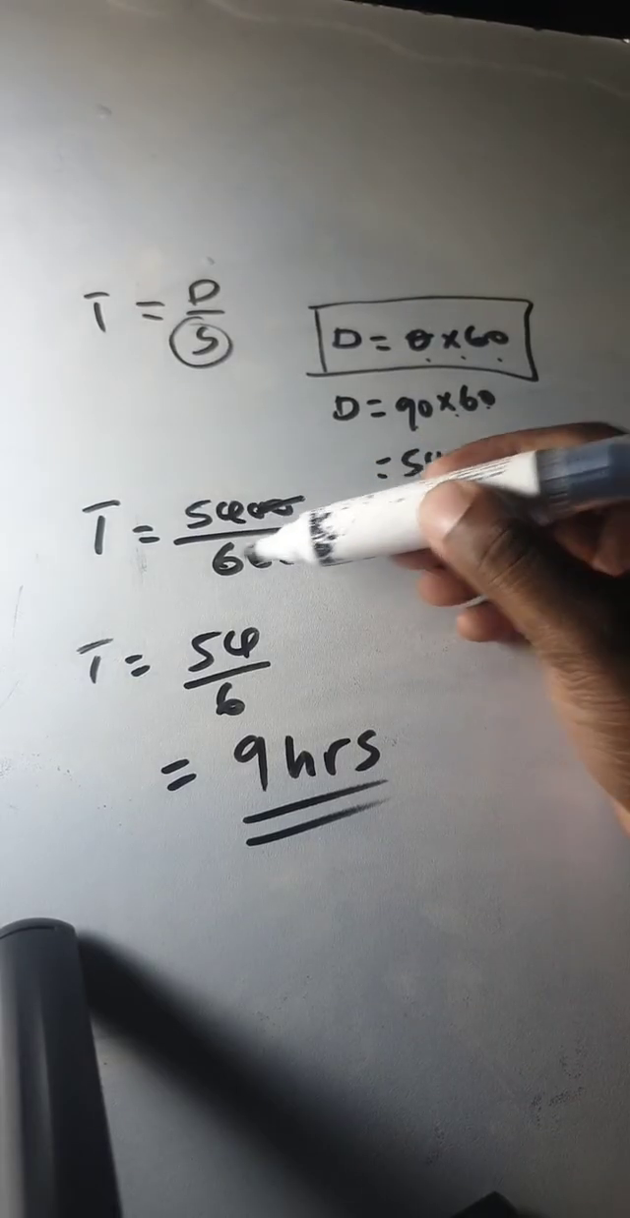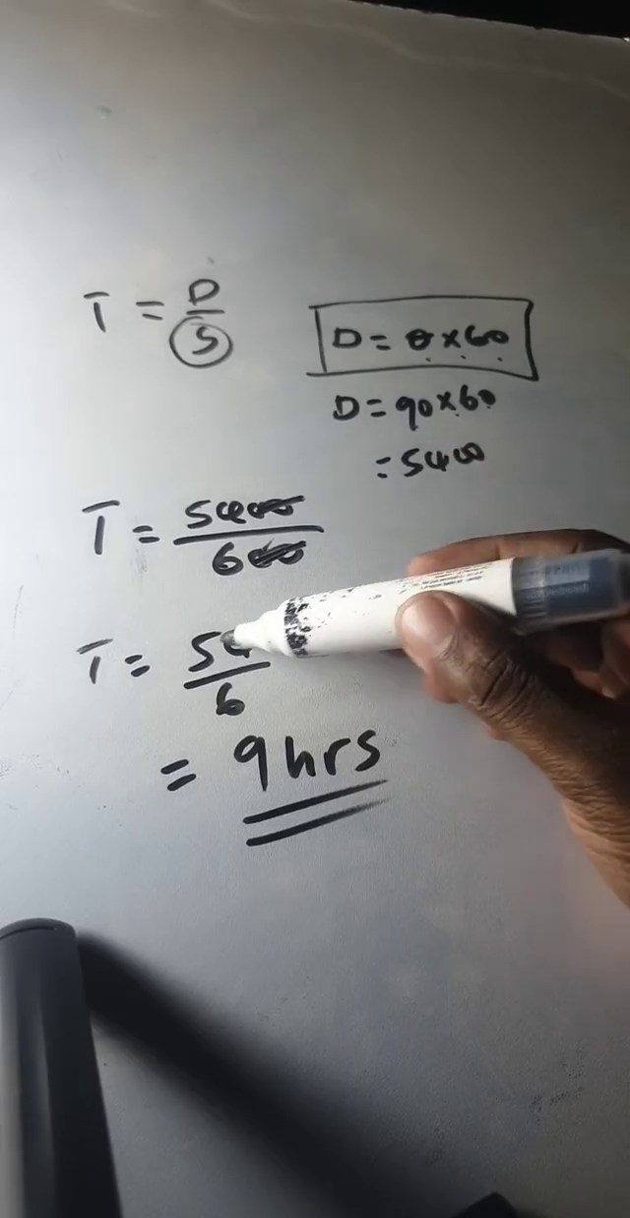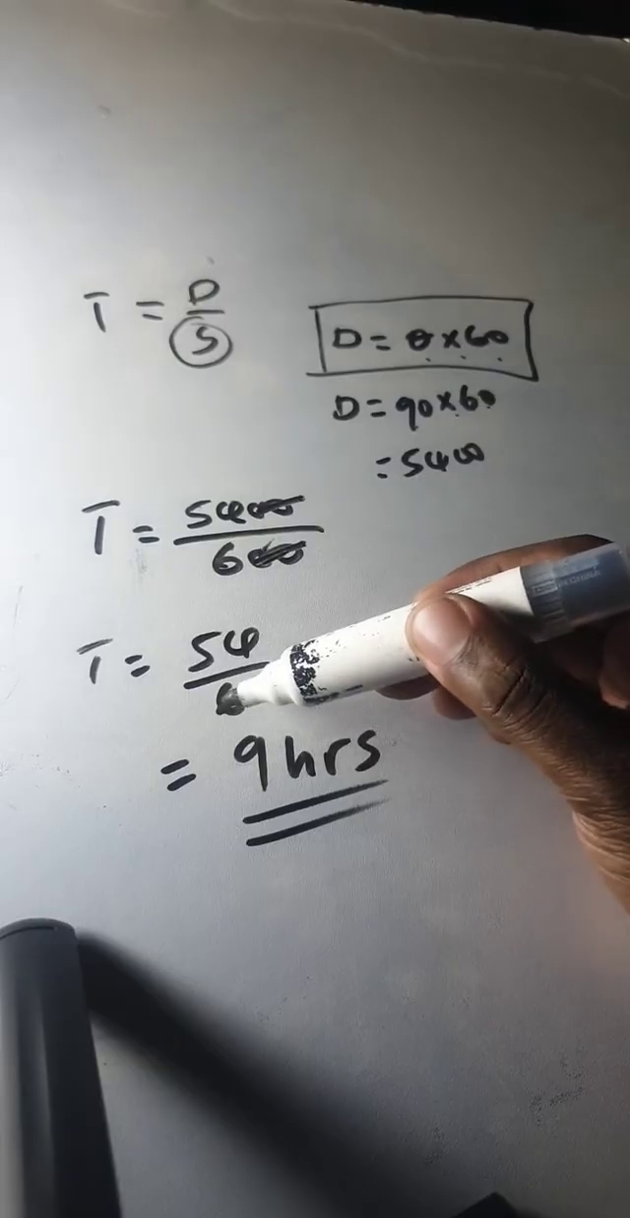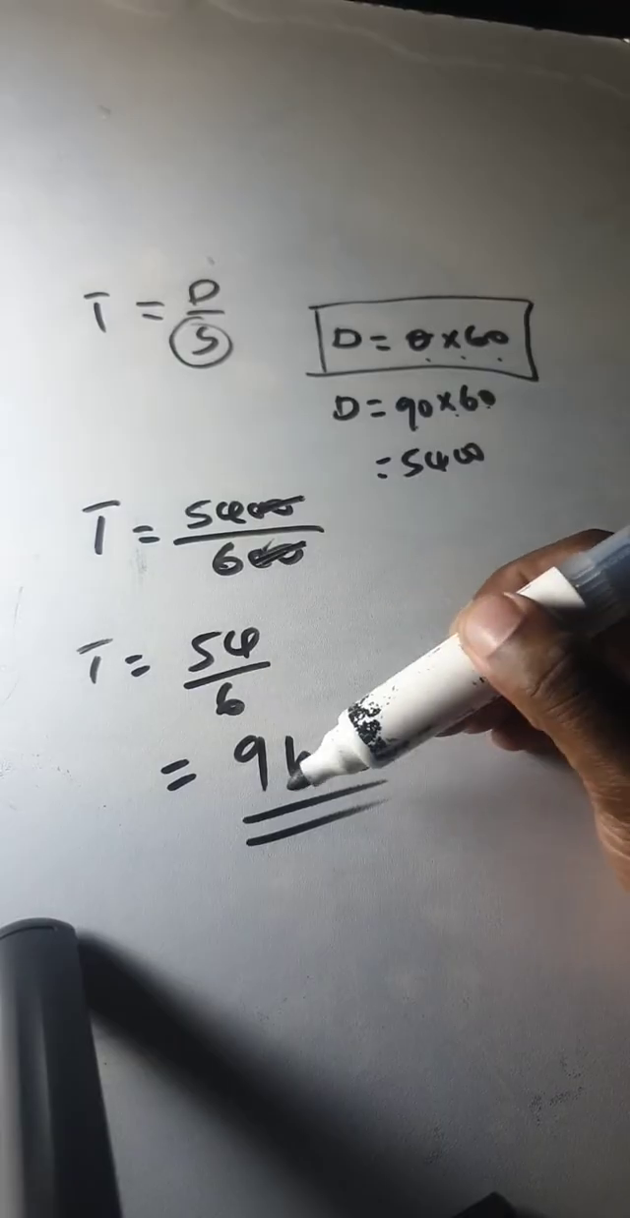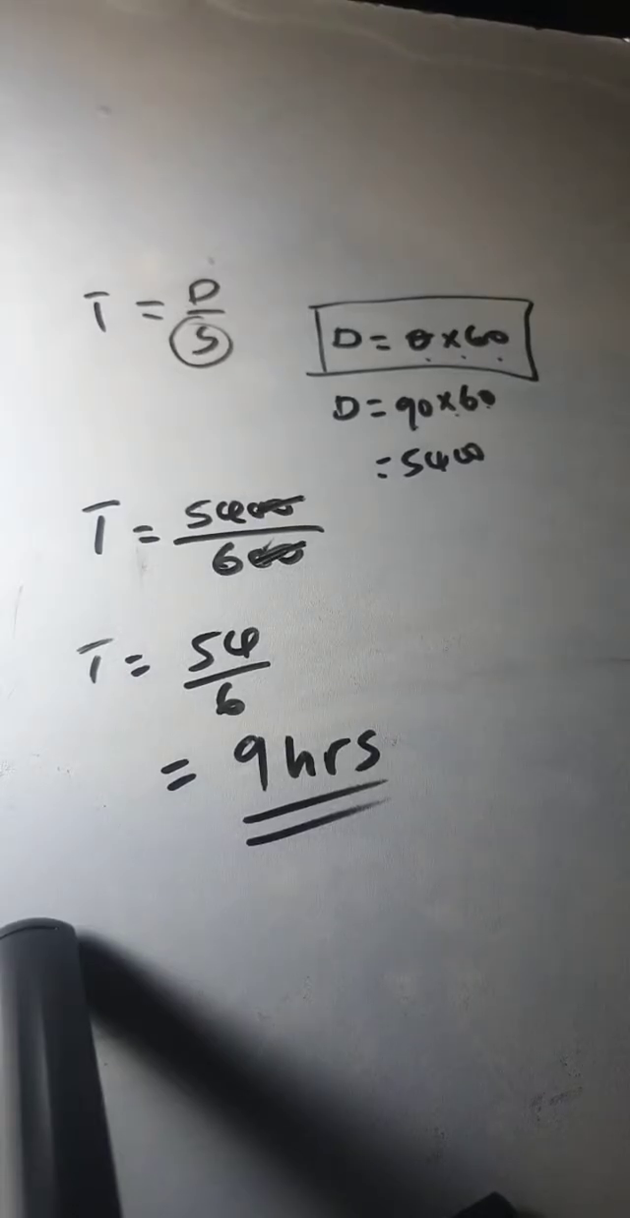We have 5,400 over 600, which we cancelled the zeros. Then we remain with 54 over 6, then 54 over 6 is 9. So 9 hours. That's how we found that.